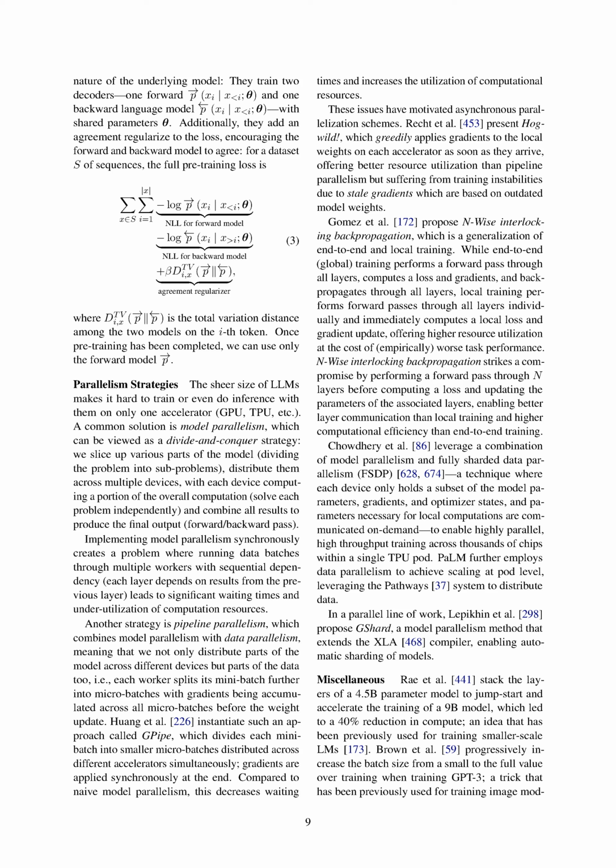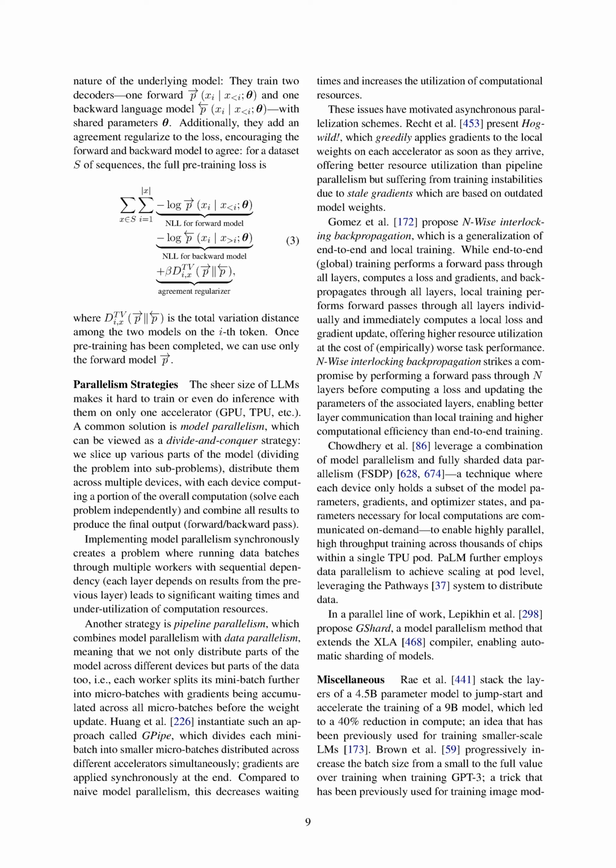However, issues with these strategies have led to the development of asynchronous parallelization schemes. One such scheme, Hogwild, applies gradients to the local weights on each accelerator as soon as they arrive. This offers better resource utilization than pipeline parallelism, but it suffers from training instabilities due to stale gradients, which are based on outdated model weights.